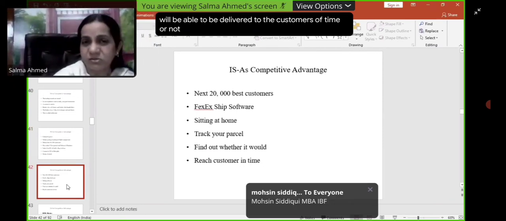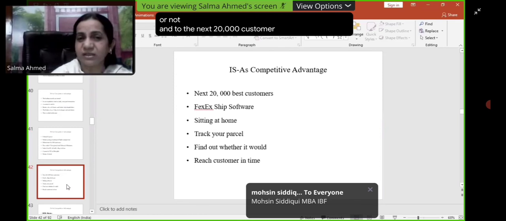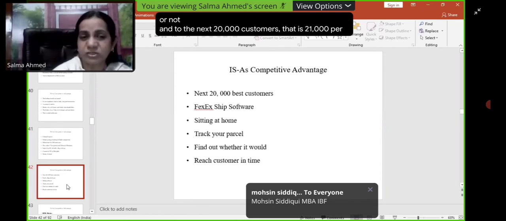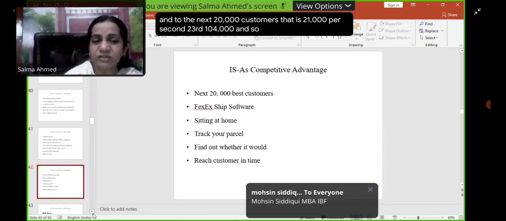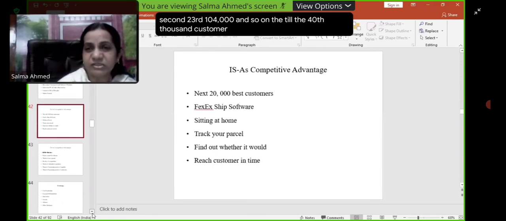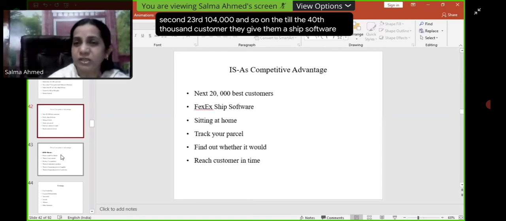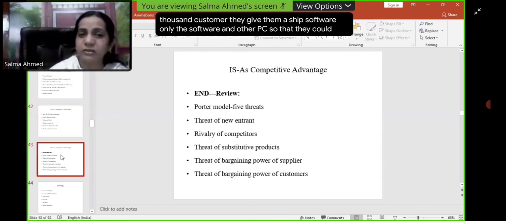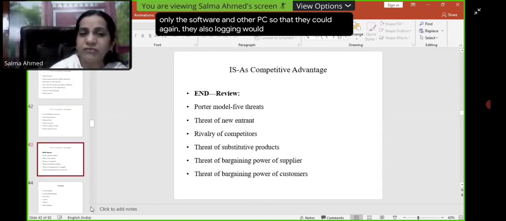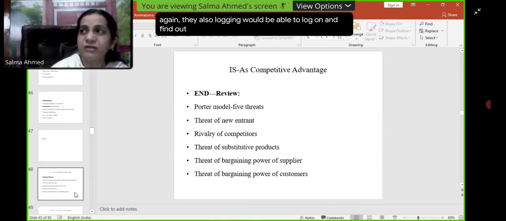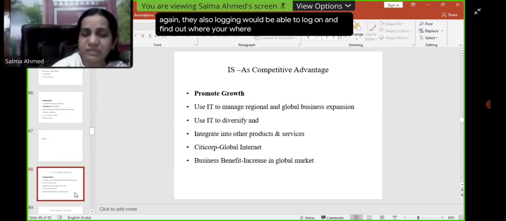And to the next 20,000 customers, that is 21,000, 22,000, 23,000, 24,000, and so on, till the 40,000th customer, they gave the FedEx ship software, only the software, not the PC, so that they also would be able to log on and find out where their product is before being delivered.